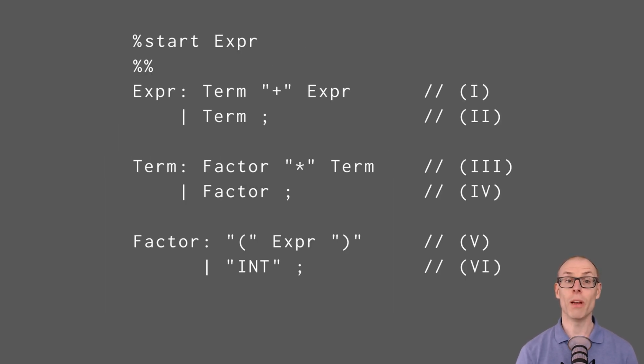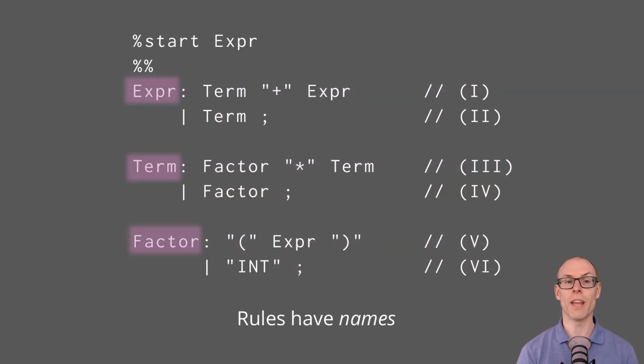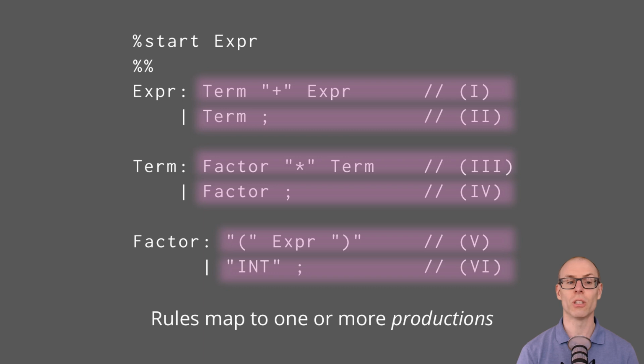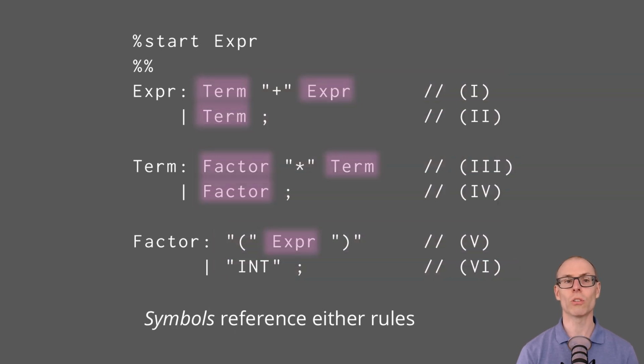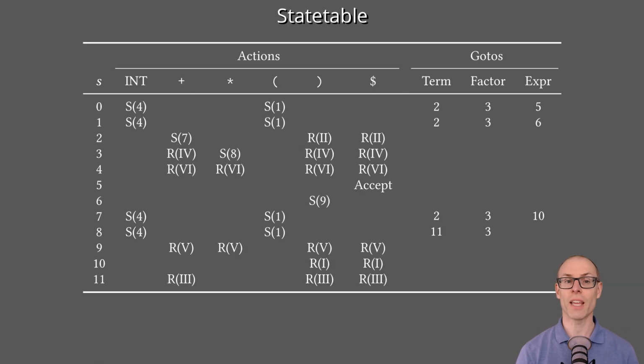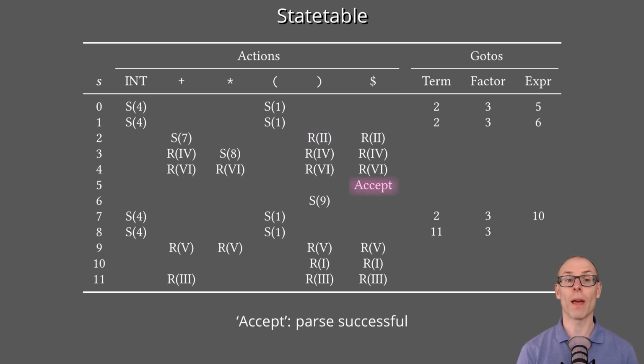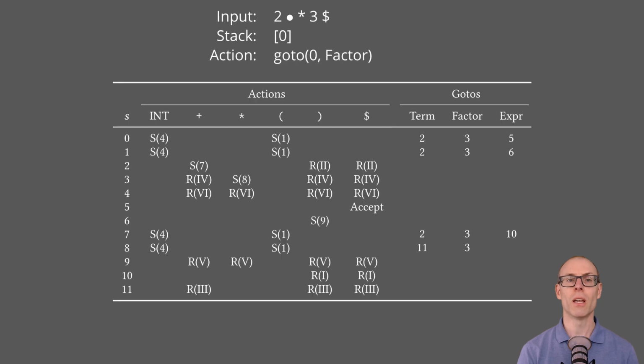This is the YACC grammar of the simple calculator language we'll use throughout this video. A quick reminder of some terminology first. Grammars consist of one or more rules, rules have names, and map to one or more productions. Symbols reference either rules or tokens. An LR parser takes in such a grammar, converts it to a state graph, and then to a state table, which is a state machine upon which various operations are defined. From that, one can start parsing real input. LR parsing is a beautiful algorithm, efficient and suited to many computing languages.